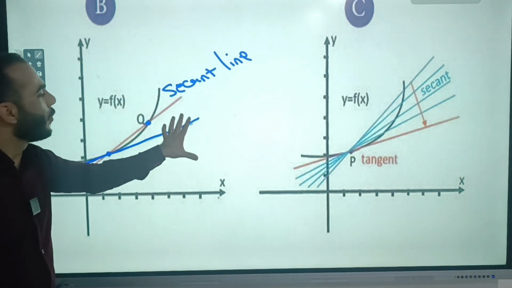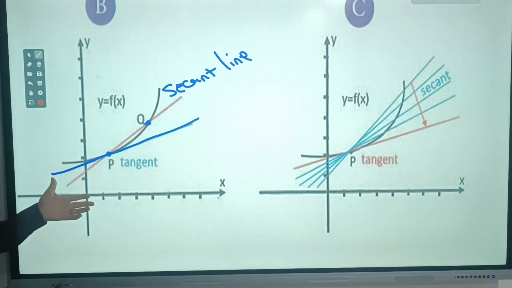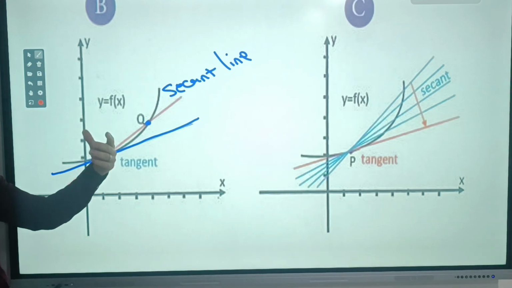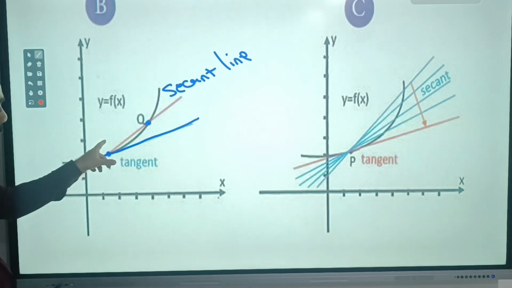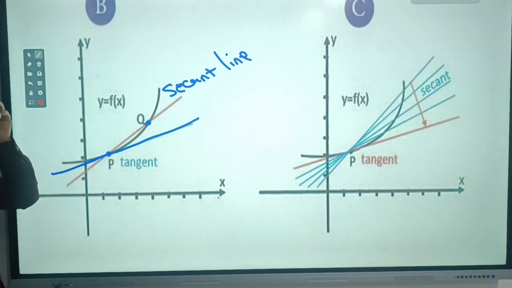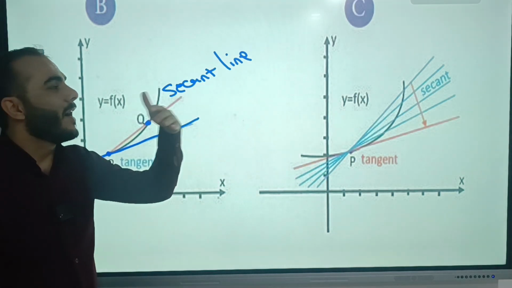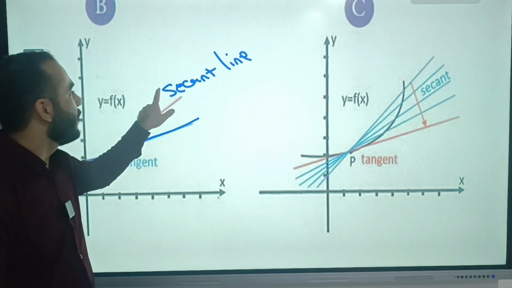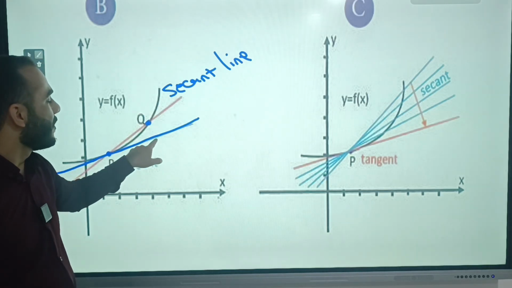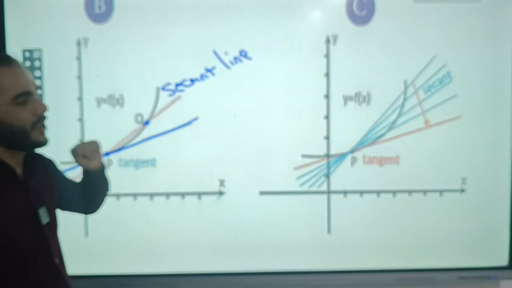So that's why we call that line the tangent line. And there is a value of it which is called the tangent at point P. All right. So right now, in figure C, we are going to find out how we are going to get the tangent line from the secant line.